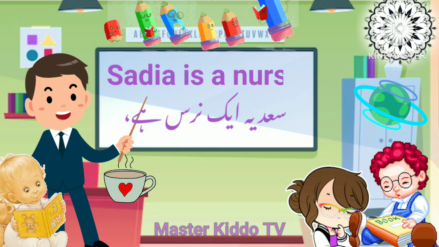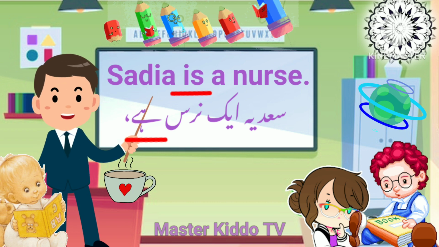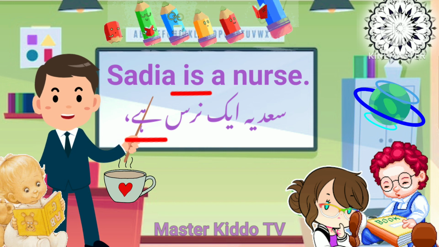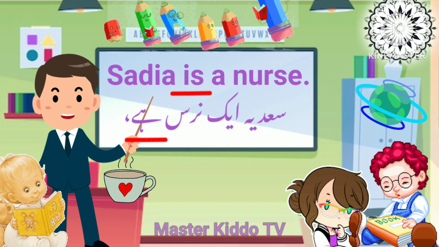Next sentences. Sadia is a nurse. Here use is. Sadia is a nurse. Sadia एक नर्स है.